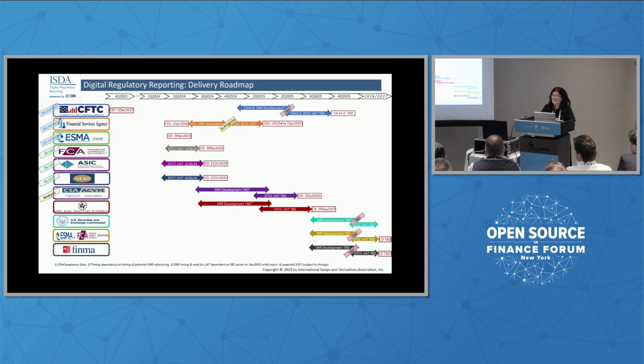In terms of the digital regulatory reporting roadmap, ISDA is committed to developing DRR in multiple jurisdictions, as you can see here. Key point is DRR is live and it's implemented. We have developed for CFTC, GFSA, EU EMIR, and UK EMIR went live yesterday. We will be ready, and we've developed for ASIC and MAS, which will go live October 21st.